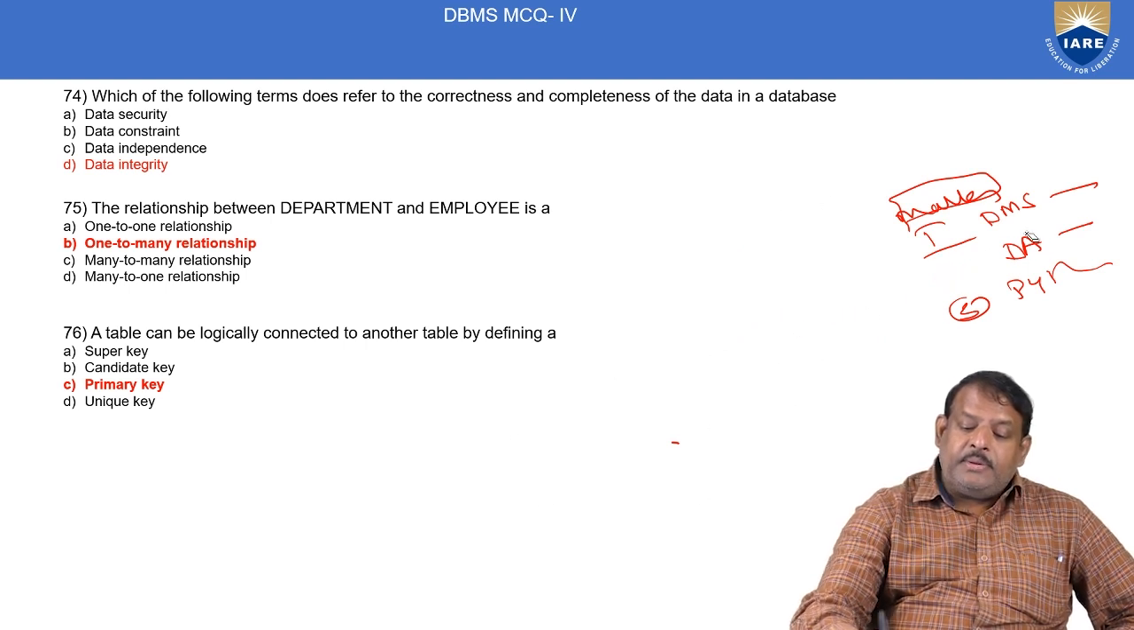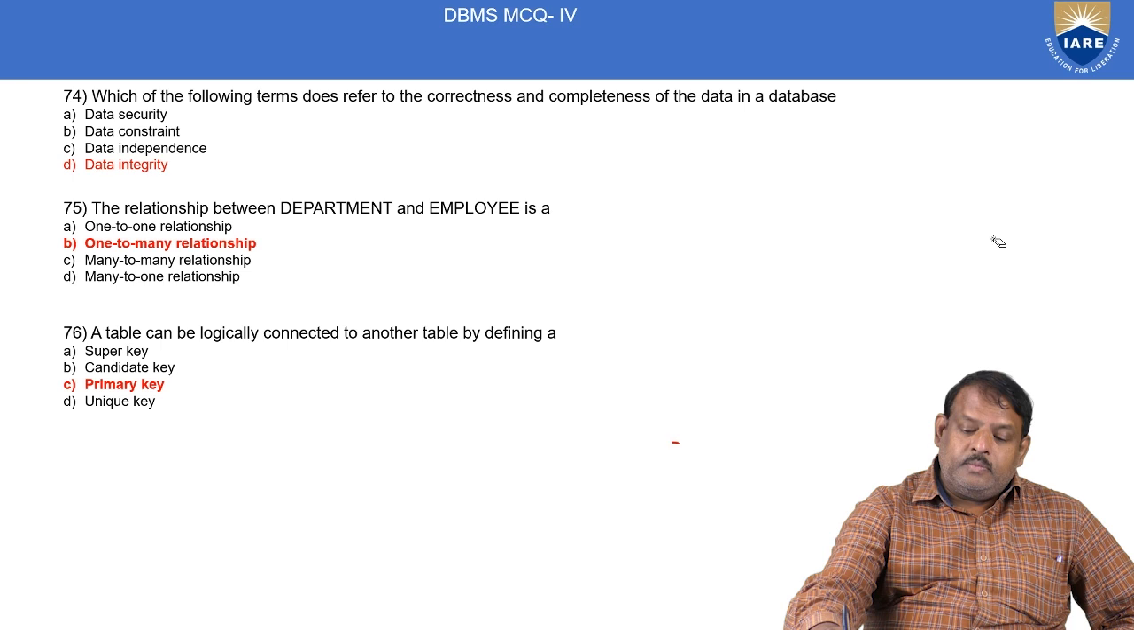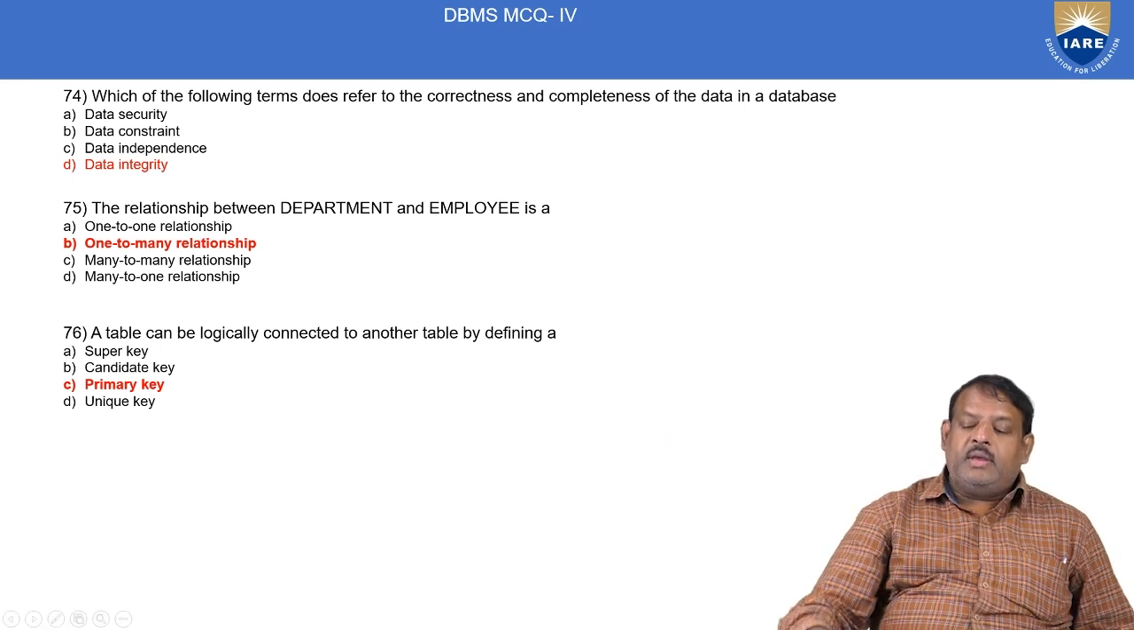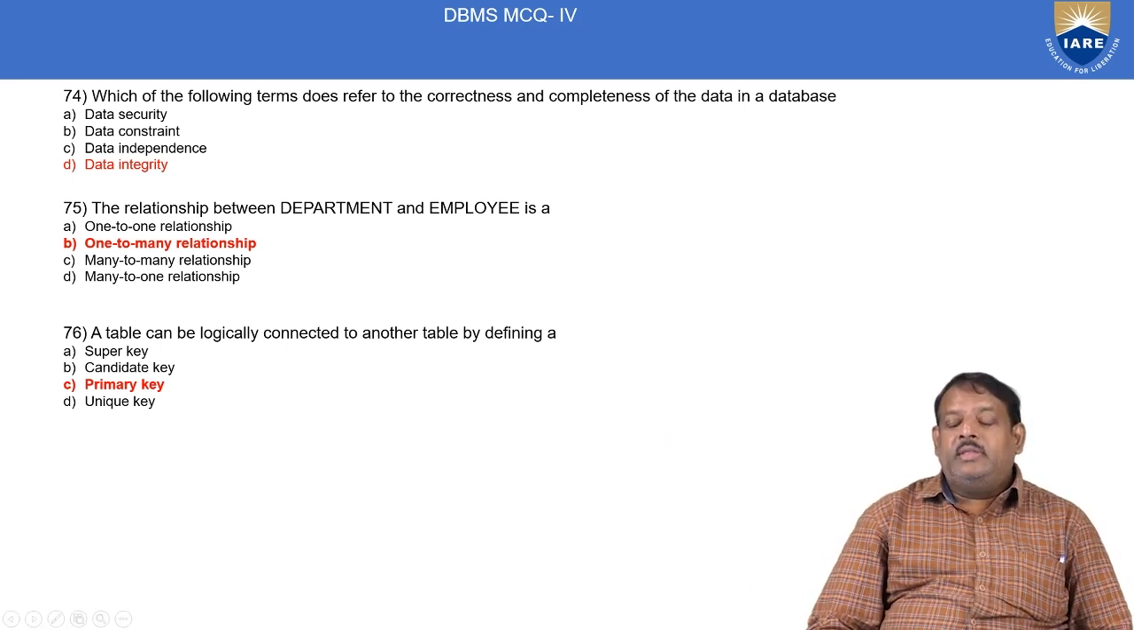the DBMS MCQ 4. In the next session we'll see if there are any more questions which we can discuss in the MCQs.